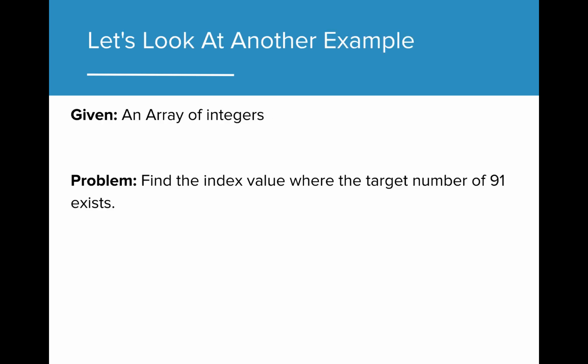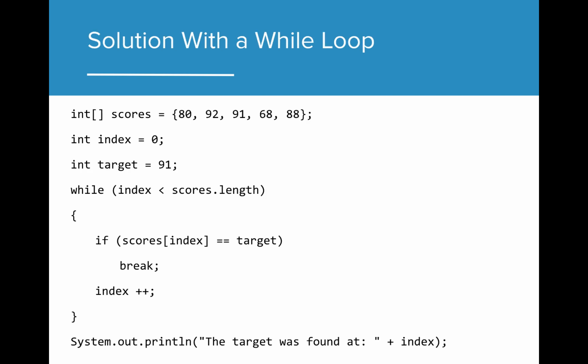Let's take a look at another example. We're given an array of integers, and we want to find the index value where the target number of 91 exists. Here, we can also use a while loop. This is an example where we are looking for a particular value in the array and then print out which index that value is found at.